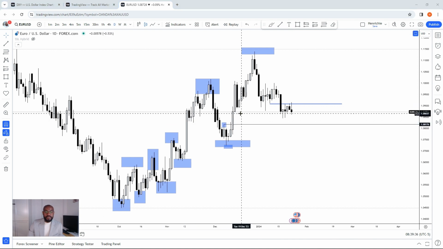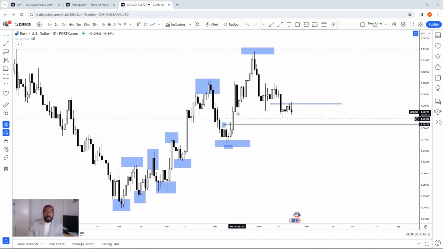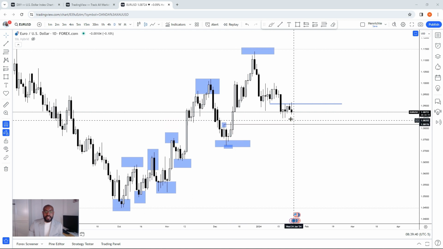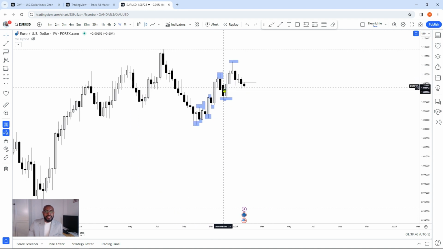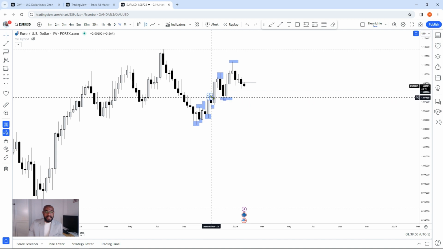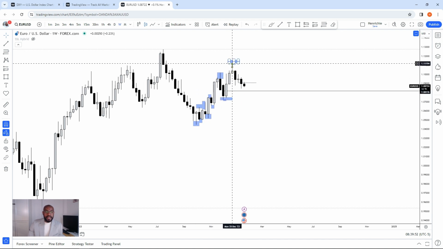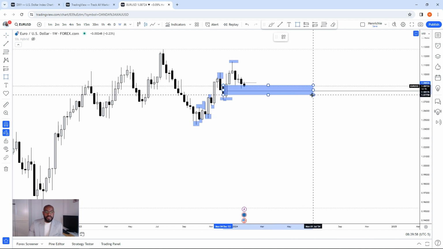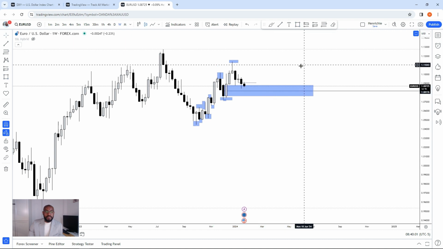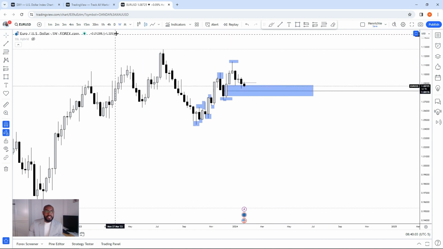We'll have an inefficiency resting right here, which could act as liquidity for price to come into this inefficiency. We'll go back to the daily. This was the last move to the downside, mitigated this key level, expanded, broke structure. So if we are to see any sort of rejection, we anticipate for it to happen within this key level.